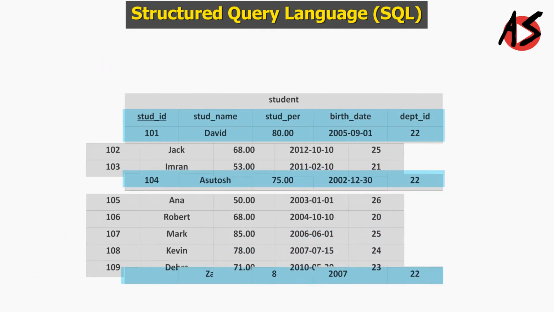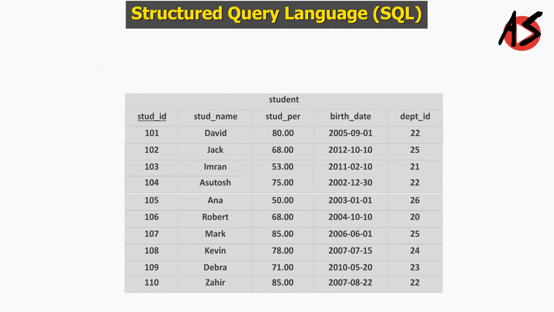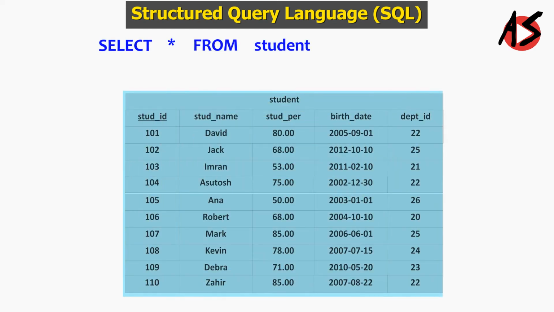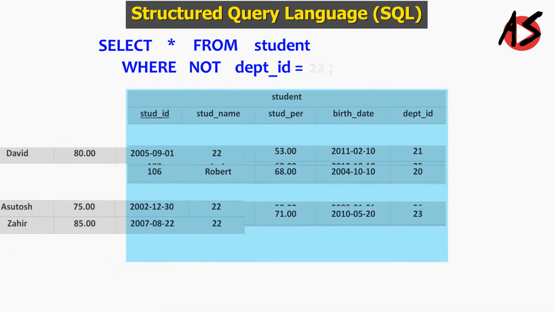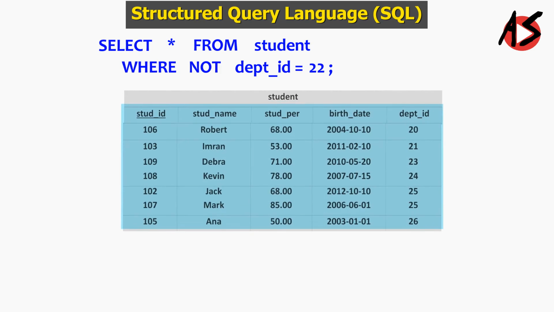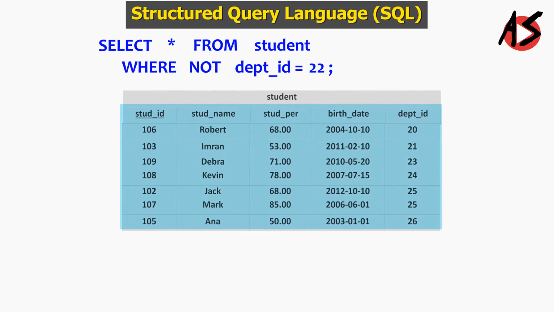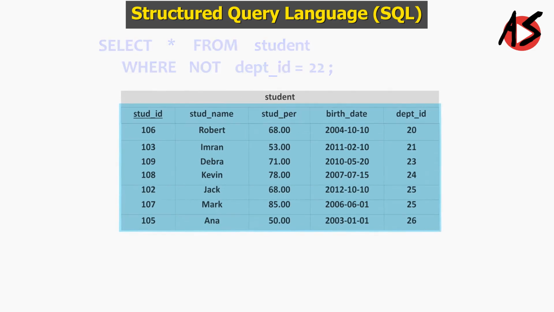Now suppose you want to select all records not having department ID 22. So we will write select star from student where. Now we will use the not operator. Then we write department ID is equal to 22. So you will get all records except department ID 22.